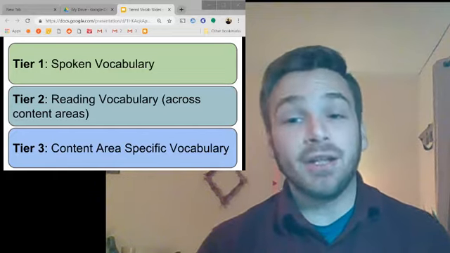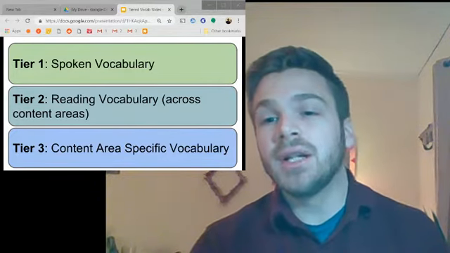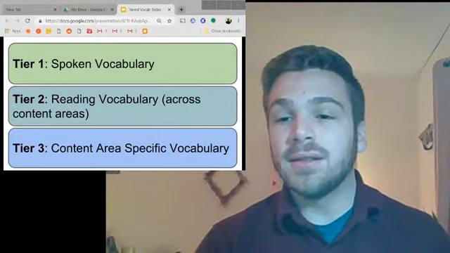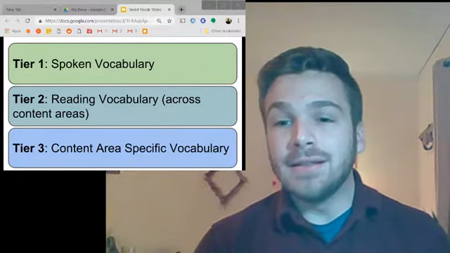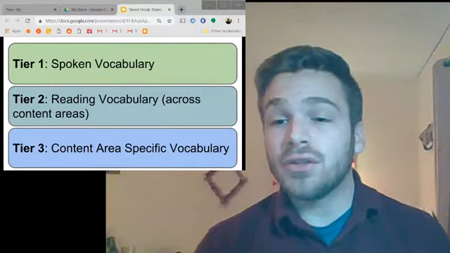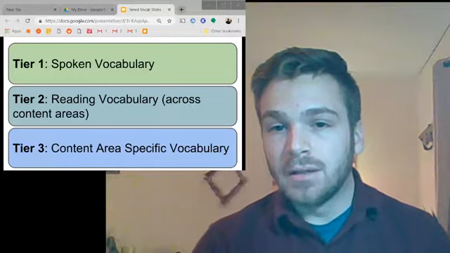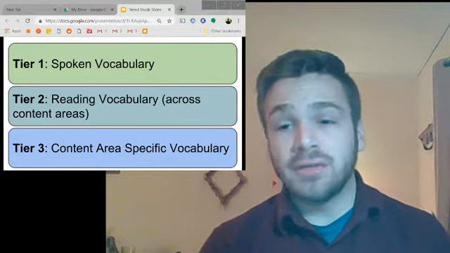Tier 1 I call the spoken vocabulary. These are words that our students learn from conversation, and typically we do not need to provide instruction for these words in a general education setting. Tier 2 I call the reading vocabulary.